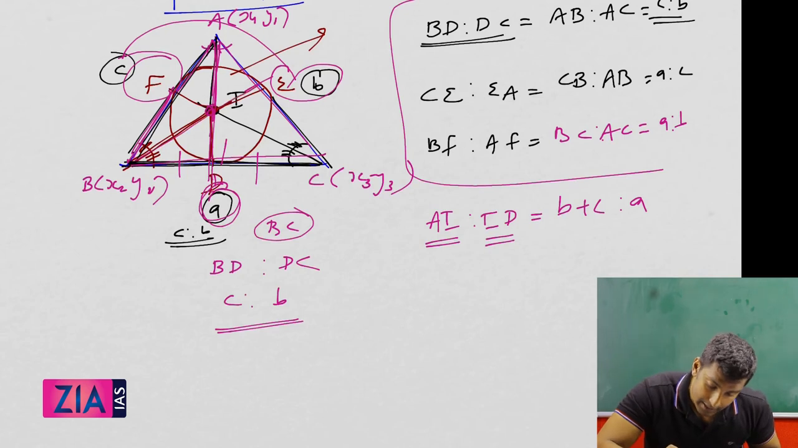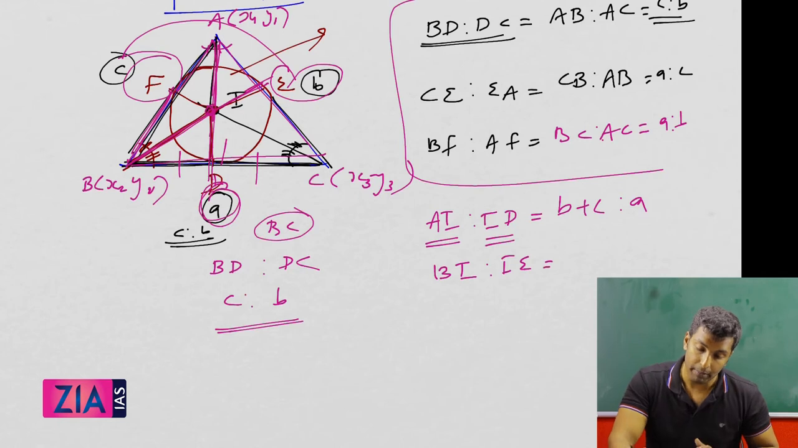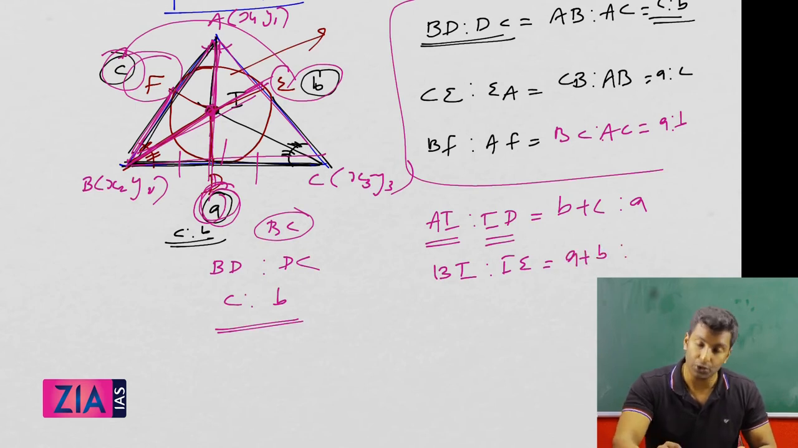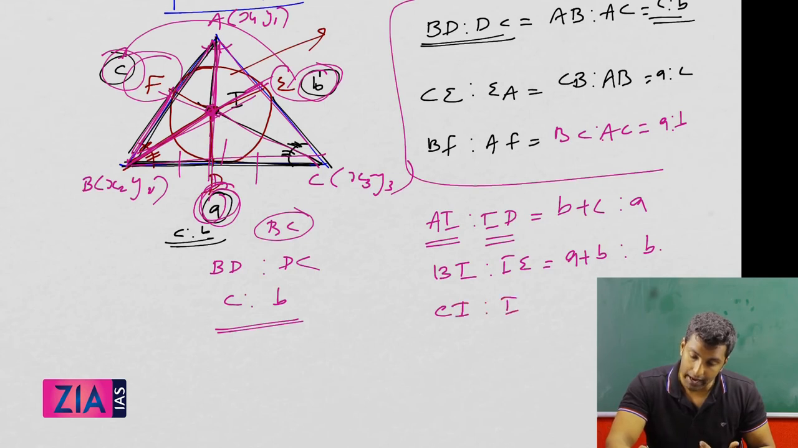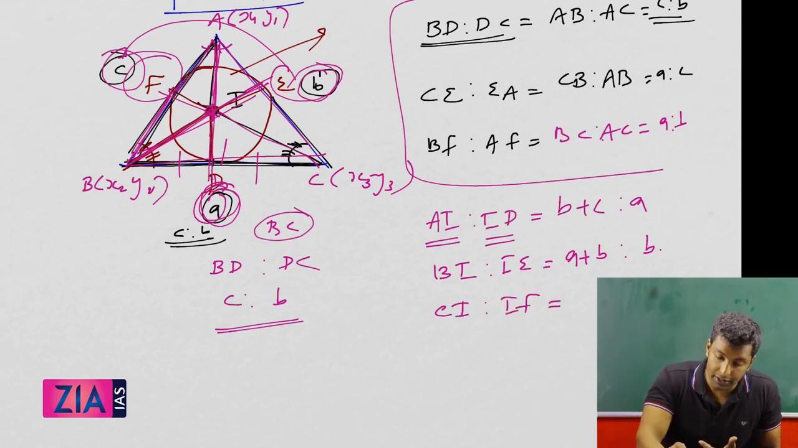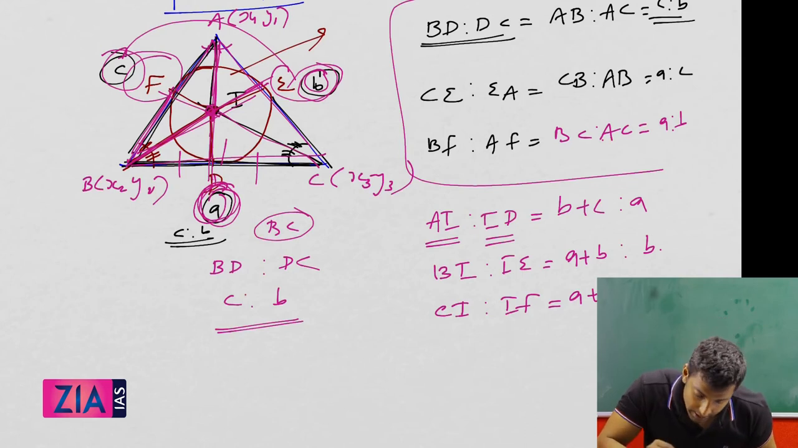Similarly, if you take BI is to IE, what will it be? You take the other two sides, that is C and A, so you'll have A plus C is to B, the side on which this was dropped. Similarly, if you take CI and IF, in what ratio will CI is to IF be? Take the other sides A and B, so that is A plus B is to C. Here for BI to IE it was A plus C.